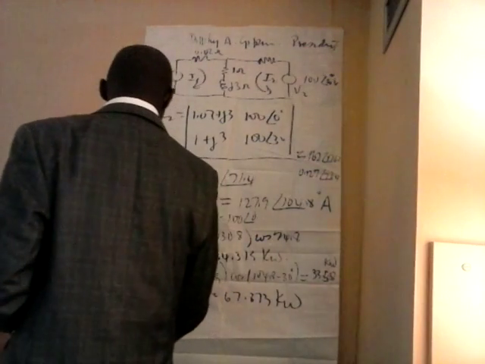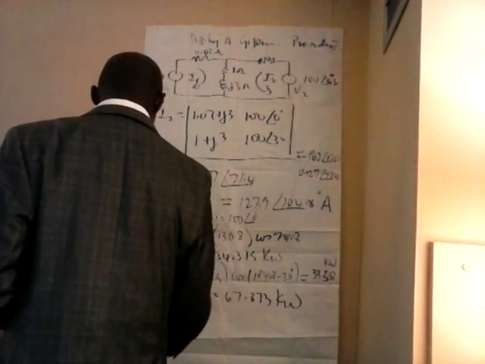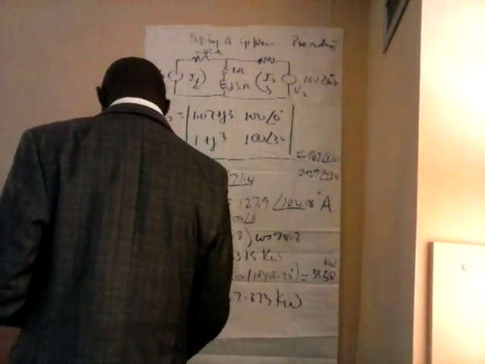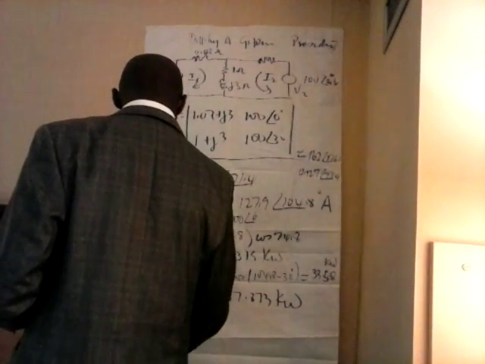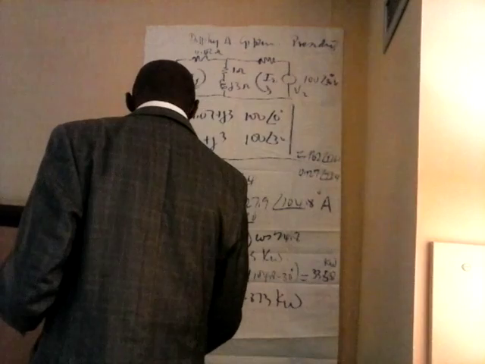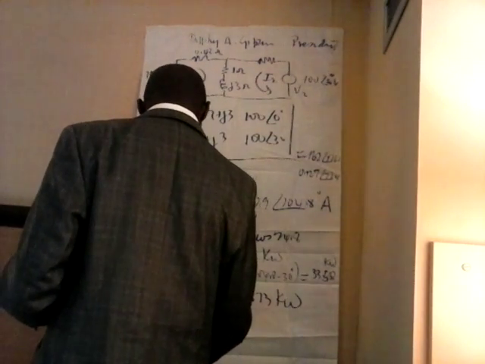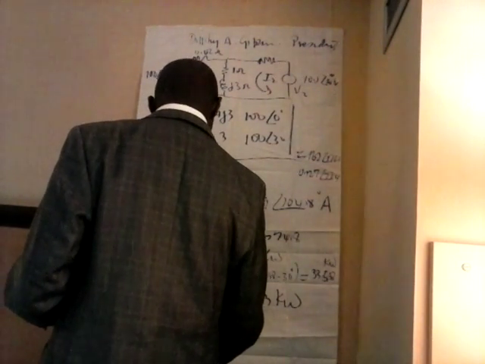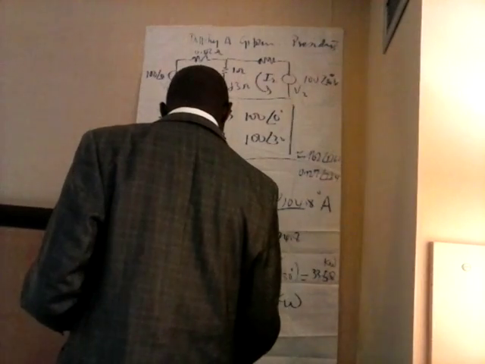And if you want now, we could do the power dissipated, the summation of P. When we do that, we get 67.93 kilowatts.